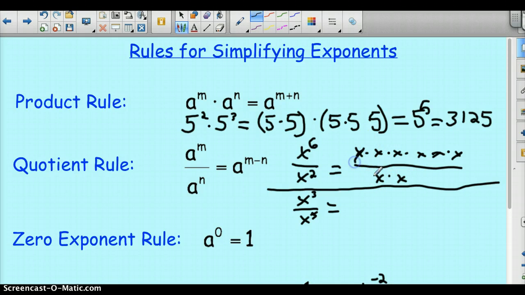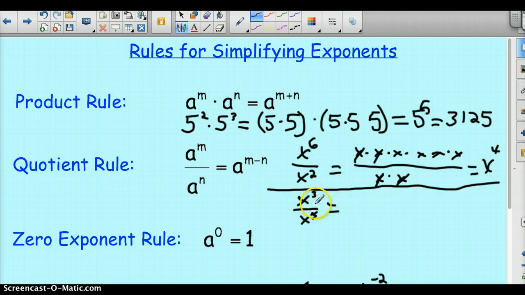So 2 of these upstairs will cancel the 2 downstairs. And when you do that, you look and you say, hey, how many are left? There's 4 x's left, and they're left upstairs. That makes that x to the 4th power. And when I play this game, I always ask students, where are there more x's, upstairs or down? Upstairs. How many more are there upstairs? There's 4 more. That's why it's x to the 4th power, upstairs.